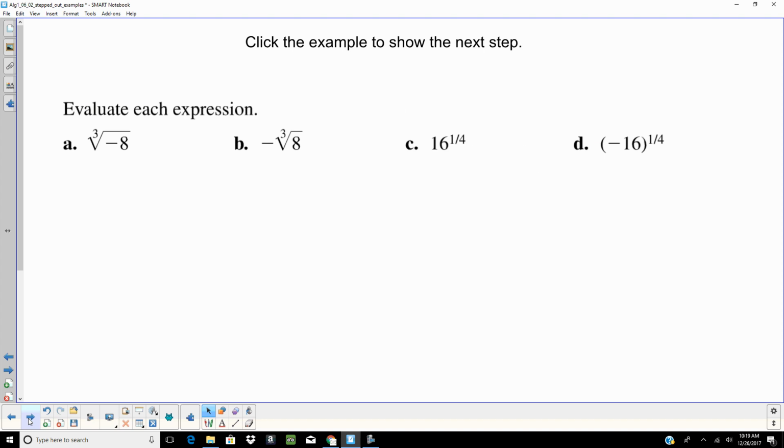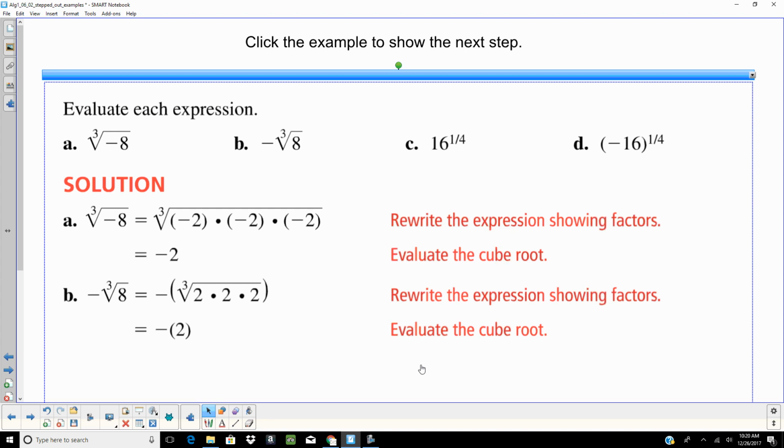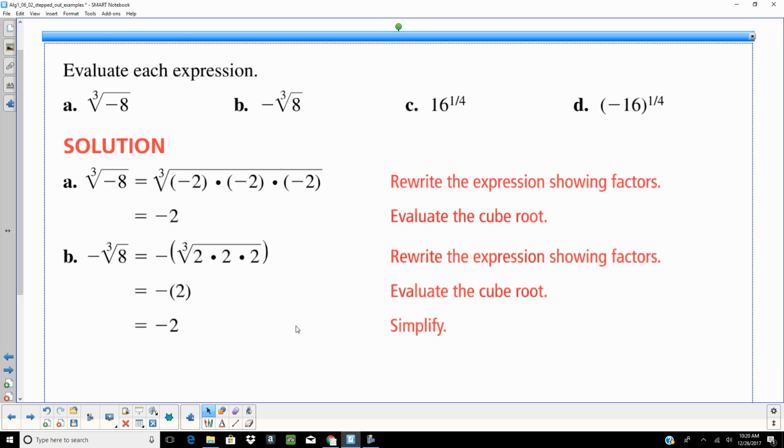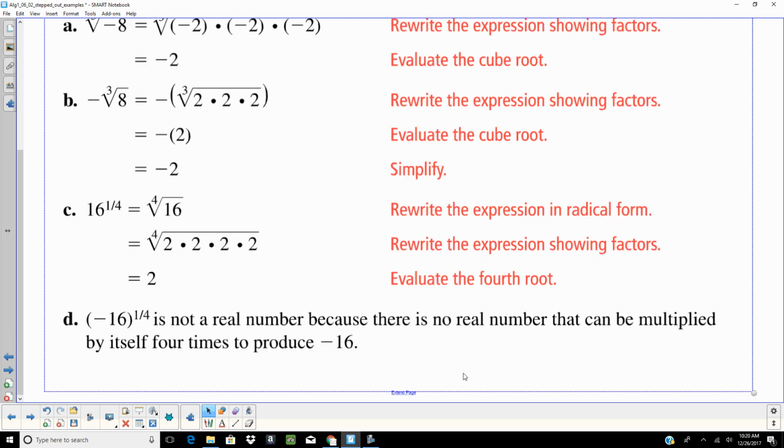All right, try these 3 on your own. Let's see how you do. Actually, let's take that back. Let's go ahead and do them together. The cube root of negative 8 is going to be negative 2. The negative cube root of 8 is also going to be negative 2. On C, they've written that as 16 to the 1/4. That's really the 4th root of 16. That is going to be 2. And on the last one, there's no real number because you can't have a negative underneath that square root if your index is even.